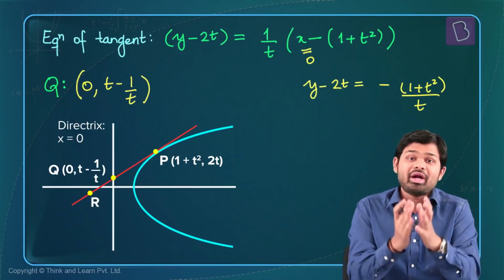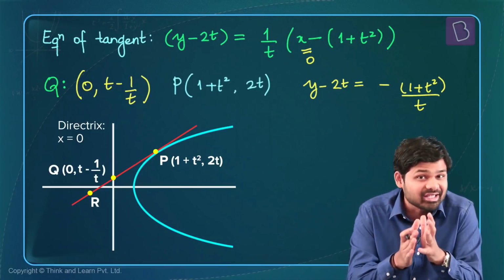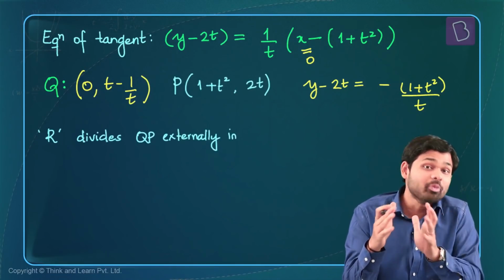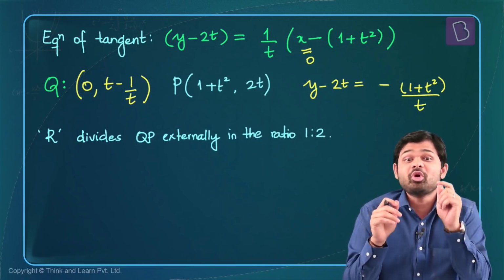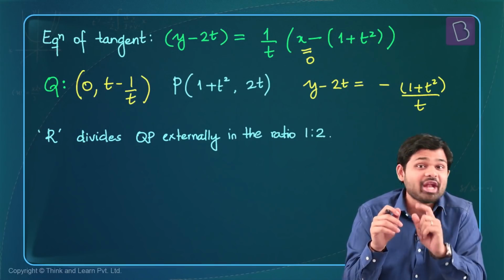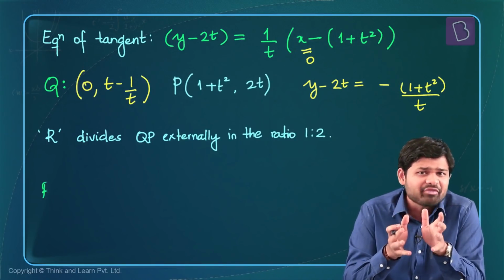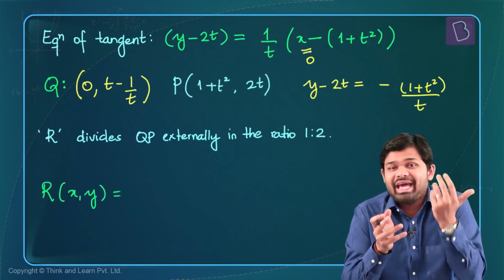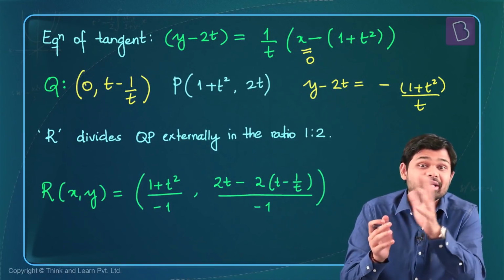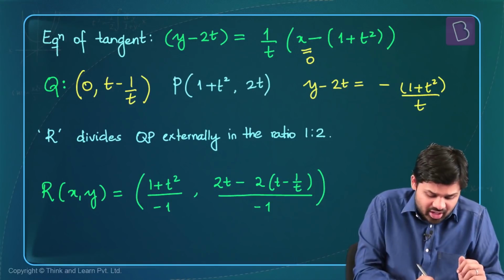So now I have the coordinates of point P, I have the coordinates of point Q, and I know what point R does. Point R externally divides QP in the ratio 1:2. So I'm going to use the section formula, but the external division section formula, not the internal division section formula. And let's consider R to have the coordinates x, y. Using the external division of the section formula, I get the coordinates of x, y in terms of t in this particular way. I just use the section formula here, nothing else.